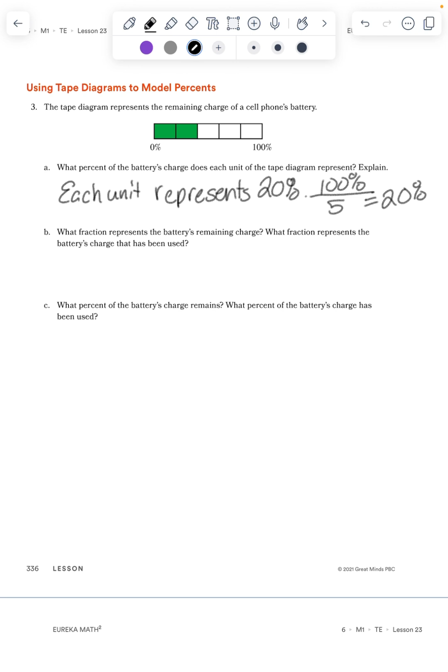So what fraction represents the battery's remaining charge? Well, we have 2 of them. If each one of them is 20%, 20% times 2 would be 40%. So we have 40% remaining on the battery. Oh, I'm sorry, it says what fraction, so this would actually be C. So let's do C. What percent of the battery's charge remains? 20% times 2 would be 40% that remains.